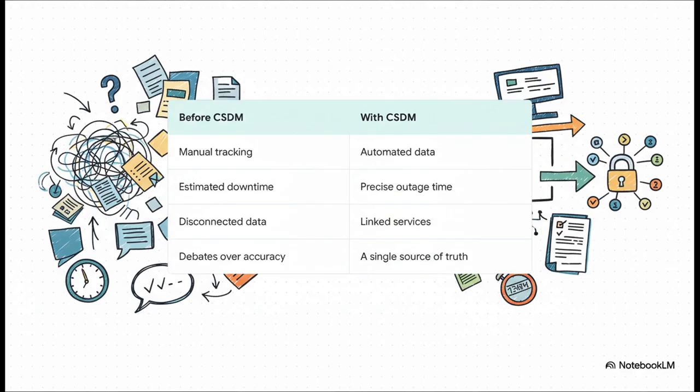Before CSDM, availability reporting was usually a total mess. We're talking spreadsheets, educated guesses, and long, painful arguments in review meetings. With CSDM, you move from that manual chaos to an automated, single source of truth. Outages are tracked precisely and tied directly to the services they impact. The result? Reports that everyone can finally trust.